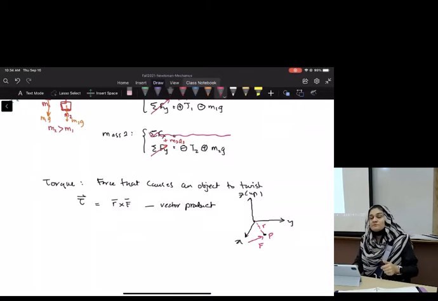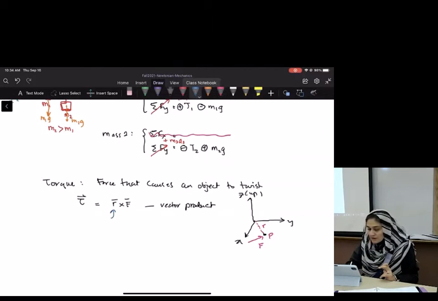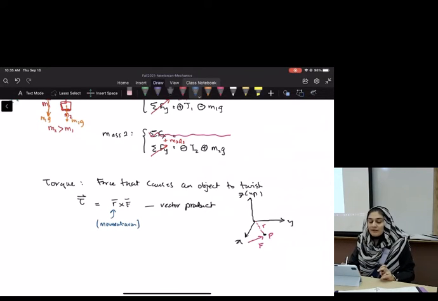Yes, it's the right hand rule. Cross multiplication is the right hand rule because we just did the right hand rule without calling it that. And this R in textbooks is usually called the moment arm. So the definition: the torque is a cross product of the moment arm and the force. But all it is is a force that causes something to twist or turn.